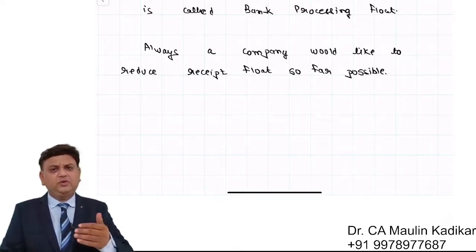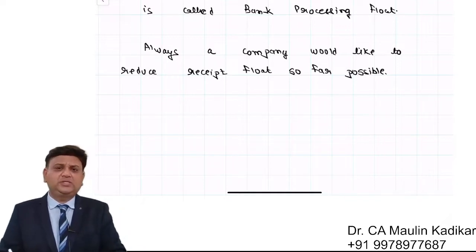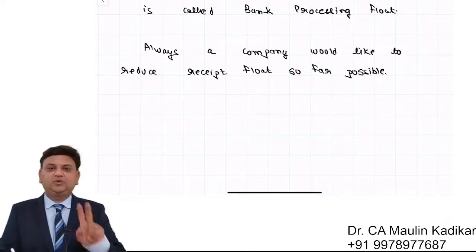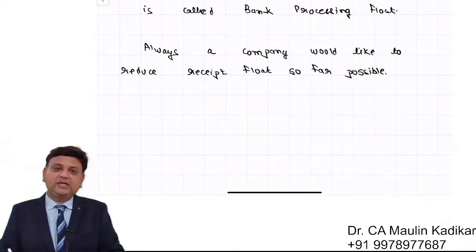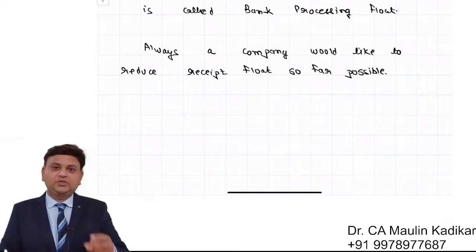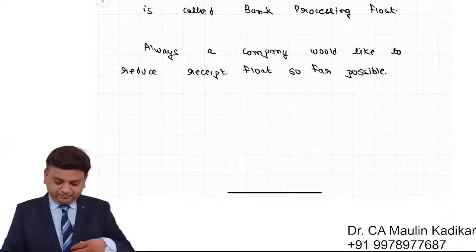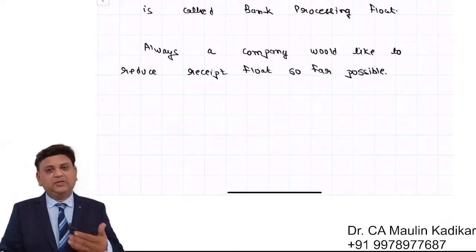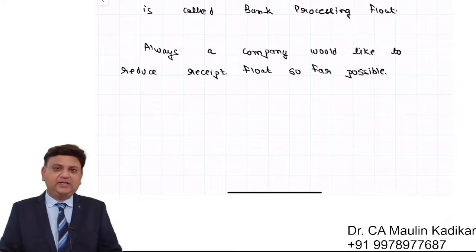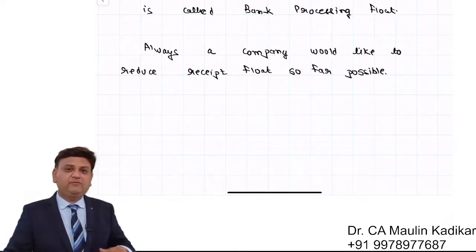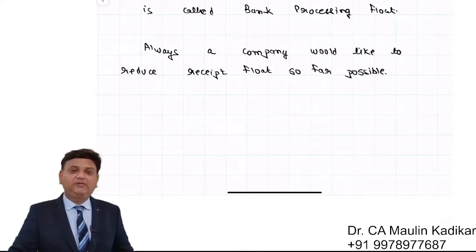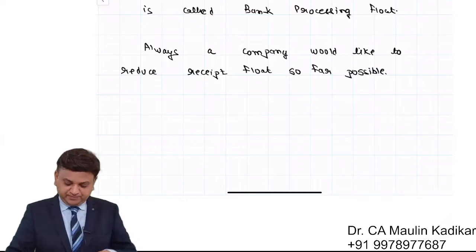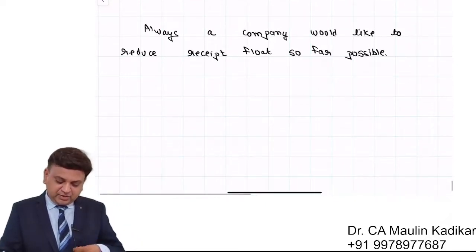Now, how can you reduce the receipt float? For that, there are two systems. One is given the name lockbox system and another is given the name concentration banking. So there are two systems with which you can reduce the receipt float. How they operate, we are going to understand subsequently, but for the time being I would like to tell you that there are two methods, two tools that we have with which we can reduce the receipt float. Read on further.